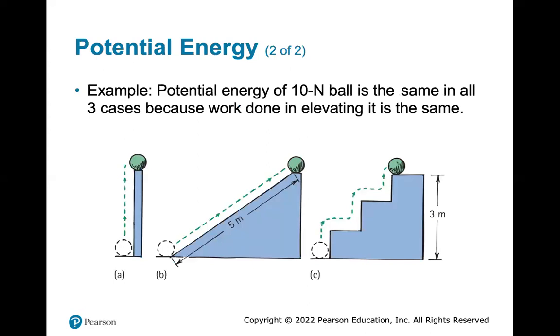The potential energy of a 10 Newton ball is the same in all three cases because the work done in elevating it is the same. In other words, it doesn't matter the path you take to raise it 3 meters. Whether lifting it straight up, or along this 3, 4, 5 triangle, where you go 5 meters this way but have gone 3 meters up, or in this step mode, the mgh is the mass times gravitational acceleration times 3 meters, irrespective of how you got there.